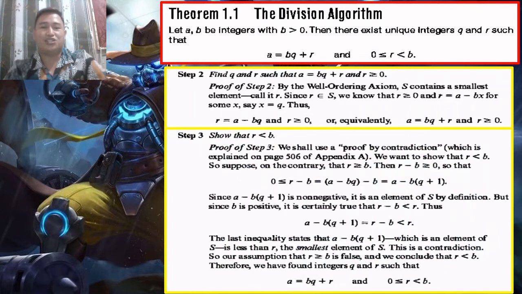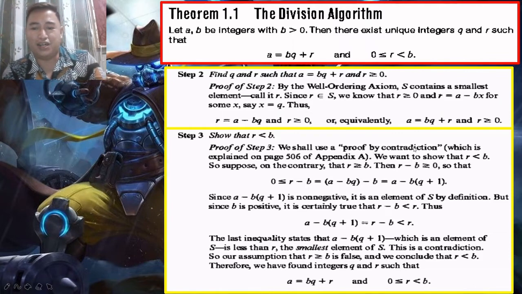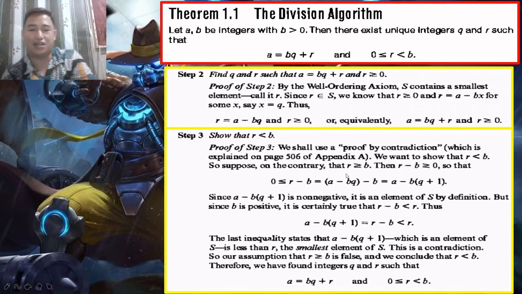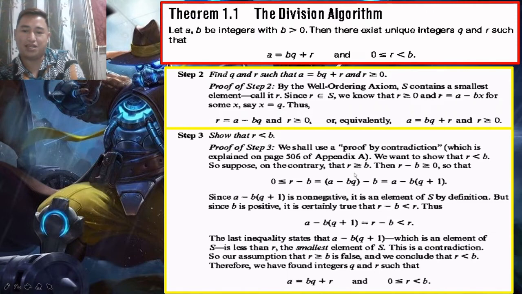Okay, step 3. Show that r is less than b. Proof of step 3. We shall use a proof by contradiction. So in proof by contradiction, we first assume that r is greater than or equal to b. Suppose, on the contrary, that r is greater than or equal to b. Then r minus b is greater than or equal to 0. We move the b to the other side, so it becomes minus b, still greater than or equal to 0. So that 0 is less than or equal to r minus b.